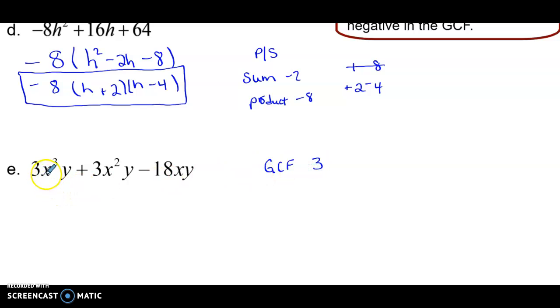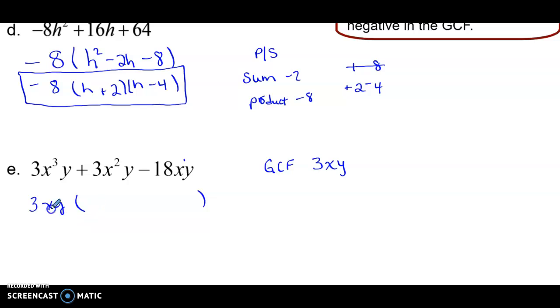I look at like letters. x to the power of 3 has 3 x factors. x to the power of 2 has 2 x factors. x to the power of 1 has 1 x factor. So I'm going with the smallest exponent of x. That's all they have in common. And all of them have a common term of 1y. So my GCF now becomes 3xy.